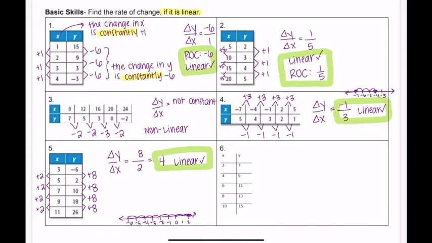And finally, we have example 6. We want to find the change in y over the change in x. Again, if we can simplify that, we want to do that, so that simplifies to 1. Since this was a constant rate of change, that is a linear rate of change, or a linear function.